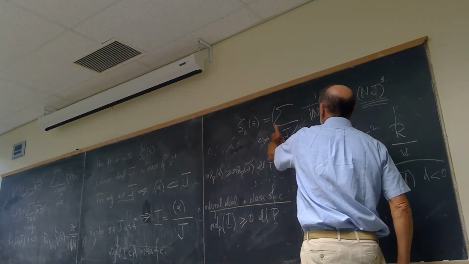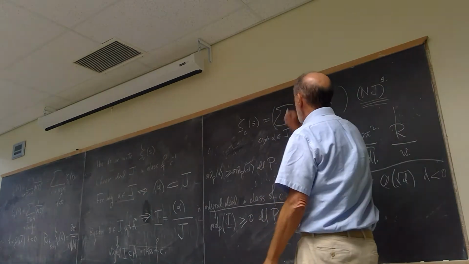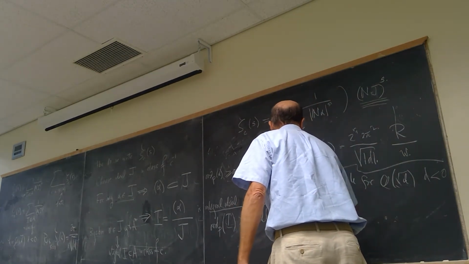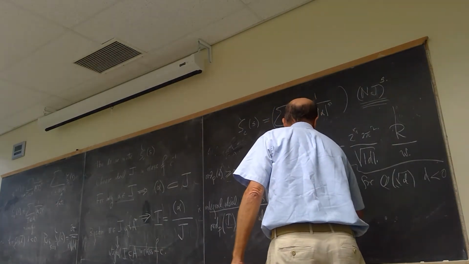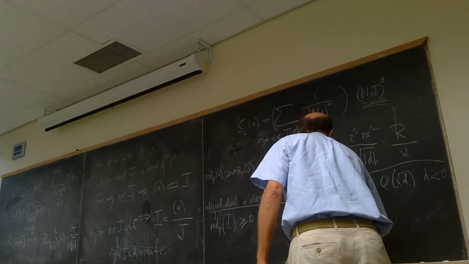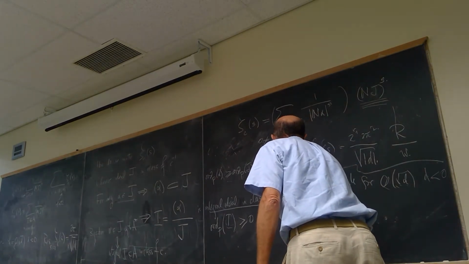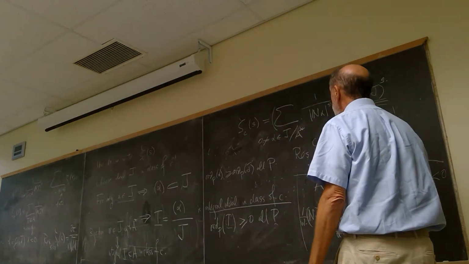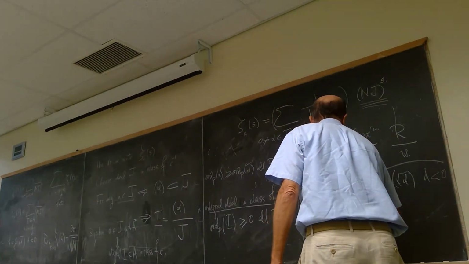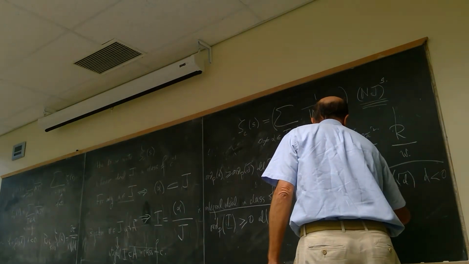This sum over here would then be the norm of J to the s times the sum over elements alpha not equal to 0. You could just put a 1 over w here: the sum over alpha not equal to 0 in J of 1 over the norm of alpha to the s.